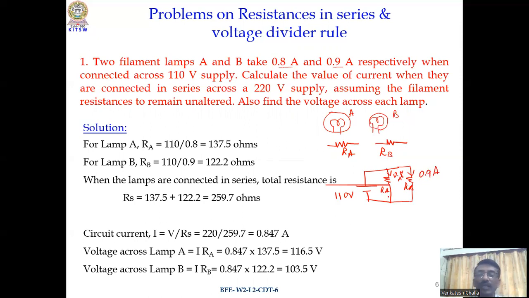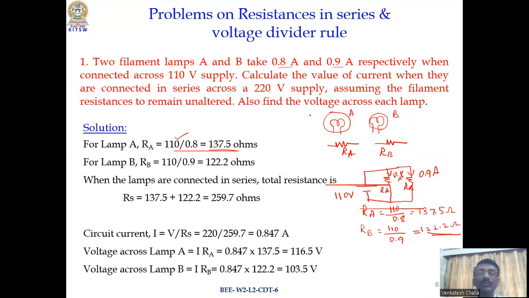From this I can find out the values of these resistances. RA will be equal to 110 divided by 0.8, that is 137.5 ohms. Similarly, RB will be equal to 110 divided by 0.9, voltage divided by current, that will give 122.2 ohms.